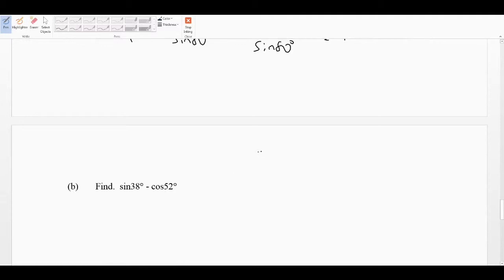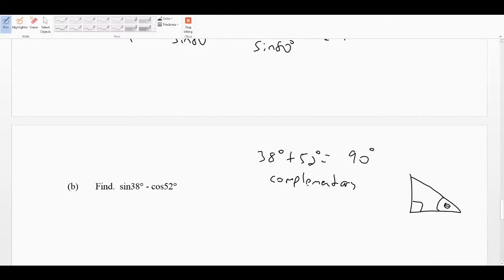First off, when you see this example, notice that 38 degrees plus 52 degrees is equal to 90 degrees, which means that 38 and 52 are complementary. They're complements of one another, which means the sine of 38, and I'll show you what I'm talking about. I'm going to call this angle 38 degrees and this one 52. I'm going to call the sides A, B, and C.